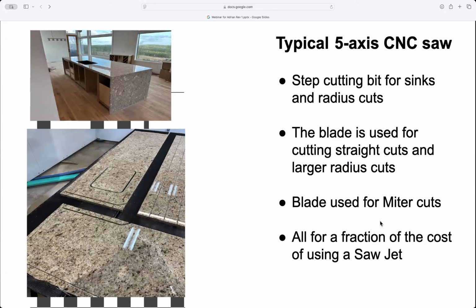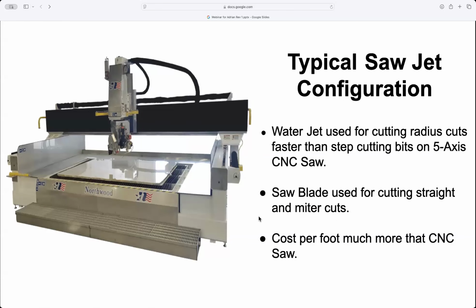Okay. And in your top picture, you're showing a really incredible island. The miter cut really comes in handy for that waterfall effect, I think is what they describe on the island. Yeah, right there on the end pieces. Okay. Very nice. All right. And then when we compare that to the Sawjet configuration.